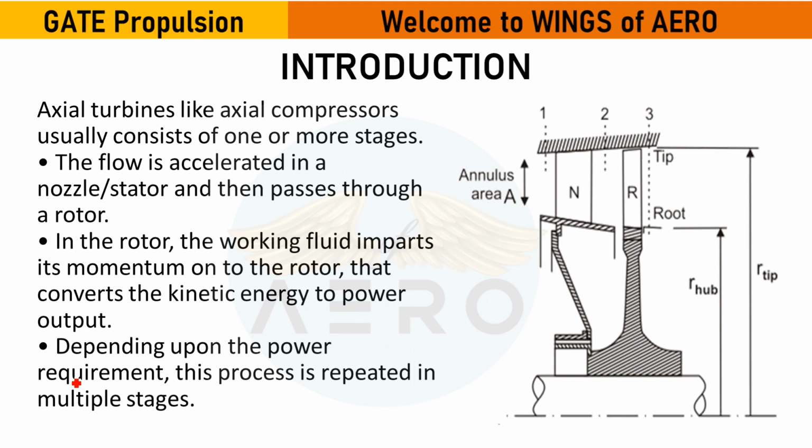Now let's see the outlines of this axial turbine, right? What is the similarity between the axial turbine and the axial compressor? First of all, just like an axial compressor, we had alternating stator and rotor. So here also we will have stator blades and rotor blades, and one or more stages. The purpose of the axial turbine is to accelerate the flow. So how can a flow be accelerated? Only by developing or generating high kinetic energy.